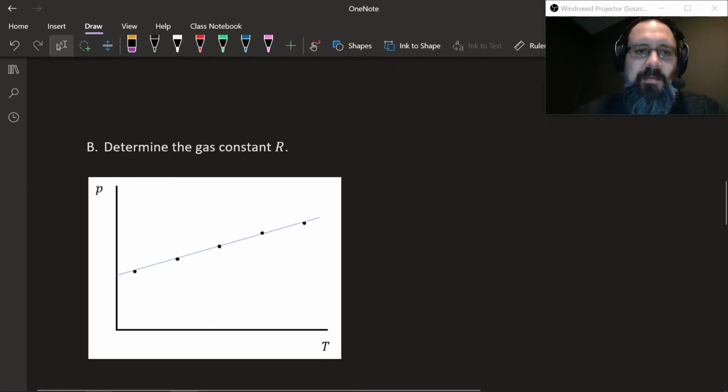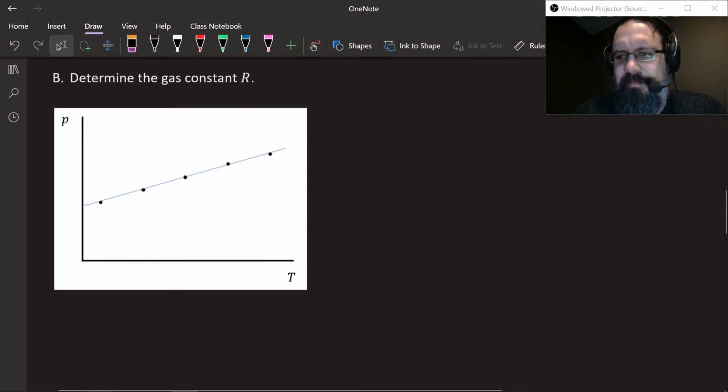So let's move on to the first objective. We want to figure out the gas constant. So this is what we predict or expect our data to look like, is we expect to have this linear relationship, and you'll notice that it doesn't actually go through zero.